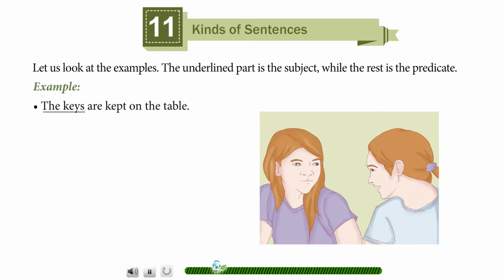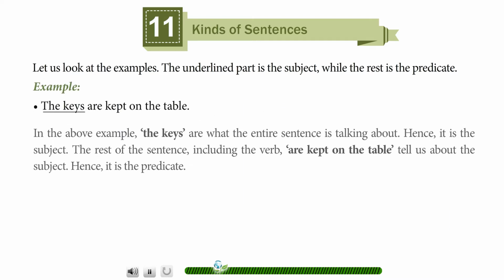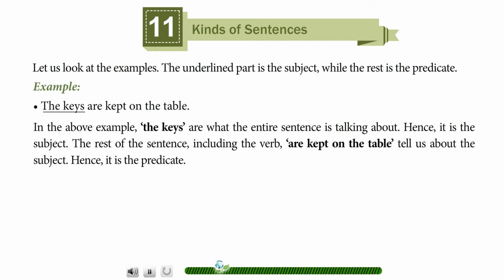Example: the keys are kept on the table. In the above example, the keys are what the entire sentence is talking about. Hence, it is the subject. The rest of the sentence, including the verb, are kept on the table, tells us about the subject. Hence, it is the predicate.